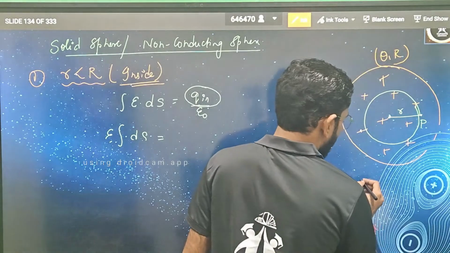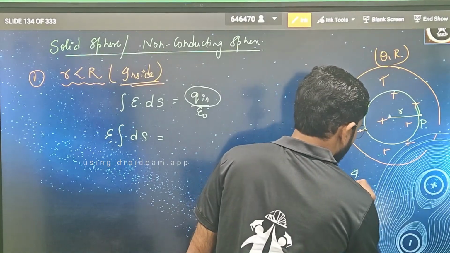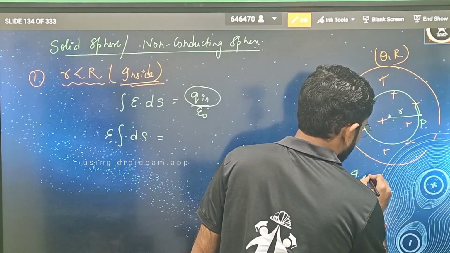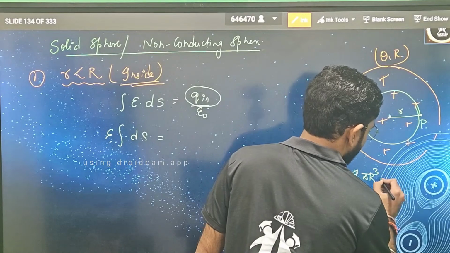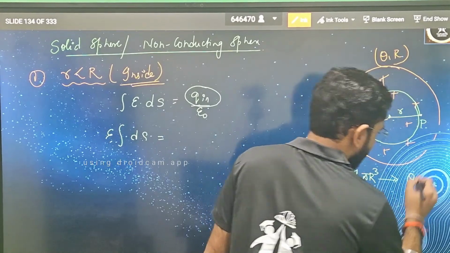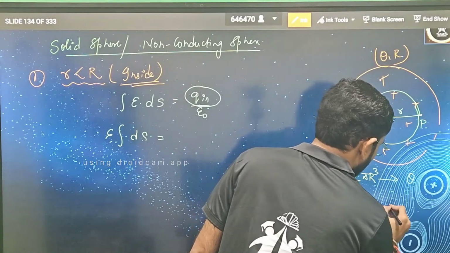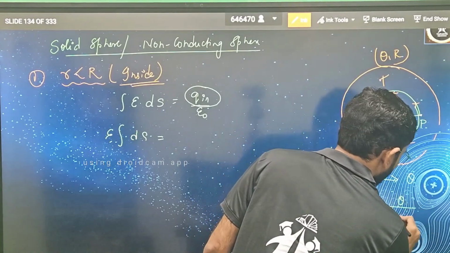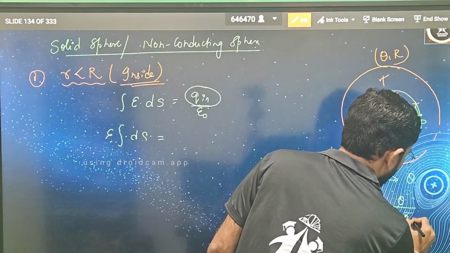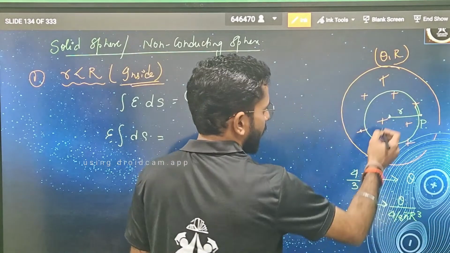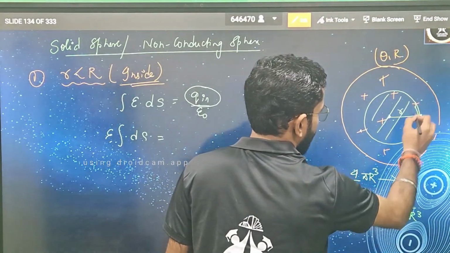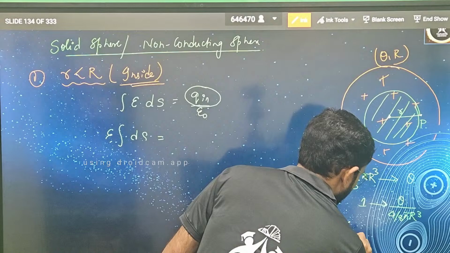Very interesting. If I ask you for the complete volume, what is the complete volume? 4 by 3 pi capital R cube. This is the complete volume. How much charge is it getting? Capital Q. For this complete volume, it is capital Q. For 1 unit volume, how much charge is present? Q divided by 4 by 3 pi capital R cube. So now if I ask you for this small body that you have taken, you will write what?